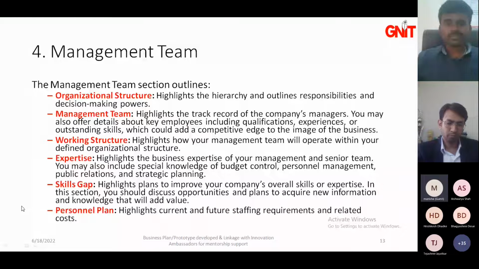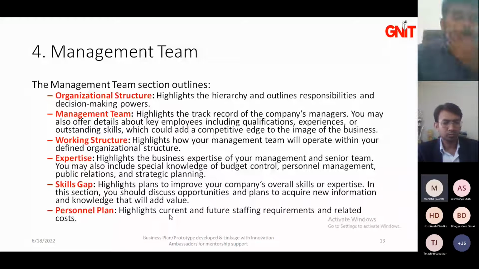Then expertise in each field. Then skills gap. What are the gaps in your business, that you have to find and fill. That is called skills gaps. Then personnel plan. Personnel means nothing but the people required for your business. Future and staffing requirements: what is the current staff we have? If we develop the business like this, how much future staff do we require?